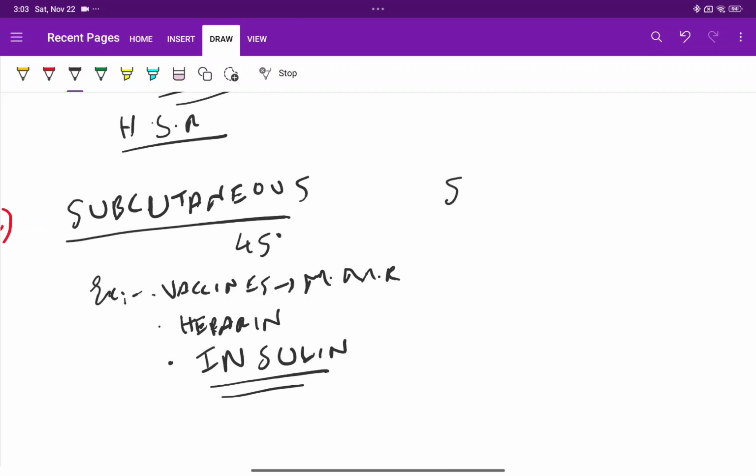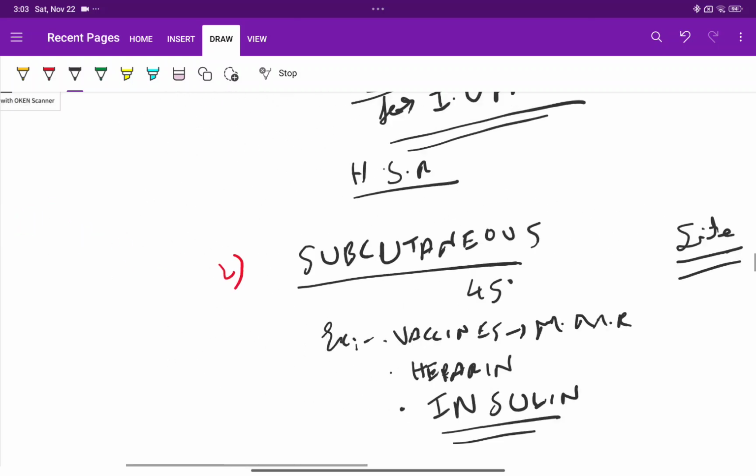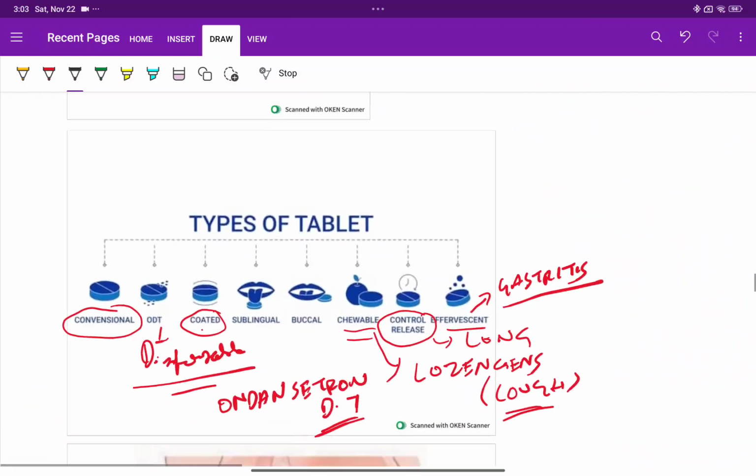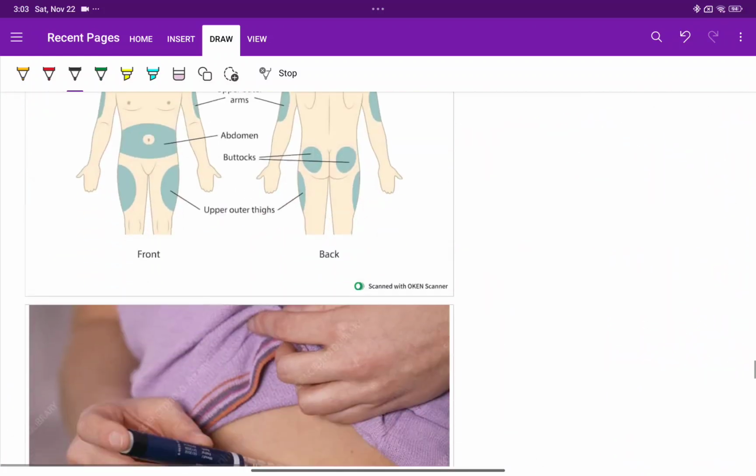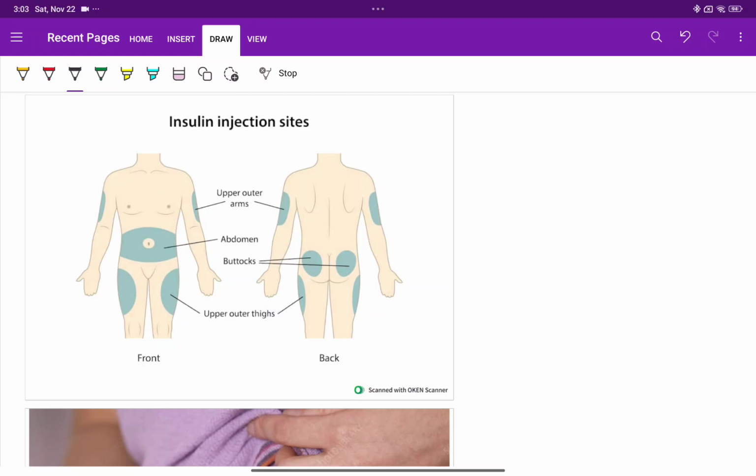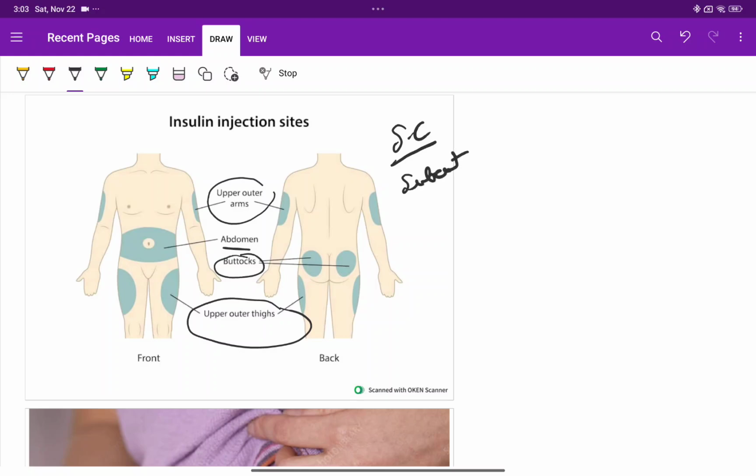We should learn even the sites of subcutaneous routes. What are the different sites? We can give around the umbilicus, in the upper outer aspect of the arm, the upper outer thighs, and in the buttock region. These are the areas where the subcutaneous injection is given because the subcutaneous fat is more in this region.